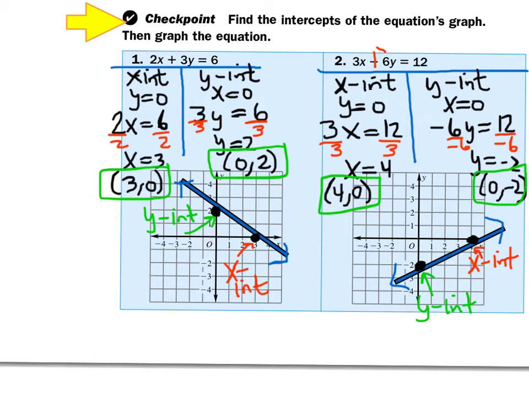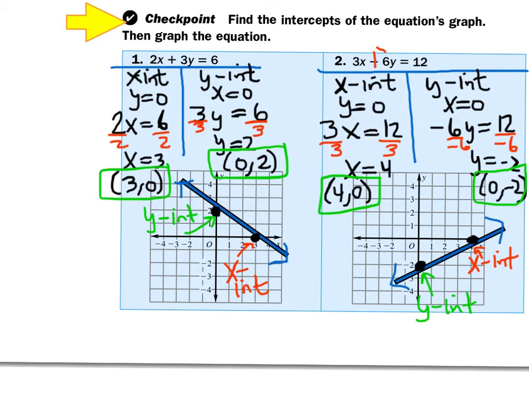So start at the origin. 0 says don't go right or left. The 2 tells you to go up 2 and draw your point. And now use your straight edge and draw a straight line through those 2 dots. Put arrows on both ends, and I want you to label the x-intercept and the y-intercept.